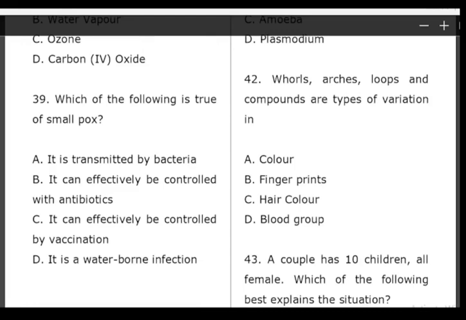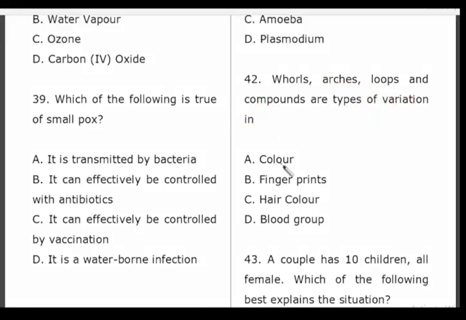Whorls, arcs, loops and compounds are types of variation in A. Color, B. Fingerprint, C. Hair color, and D. Blood group. These are fingerprint patterns. Whorls, arcs, loops, double loops and compound. They are fingerprint patterns. So that is the answer to our question.